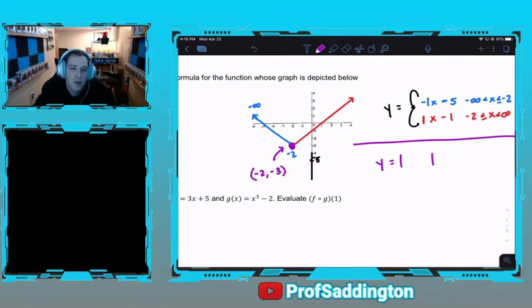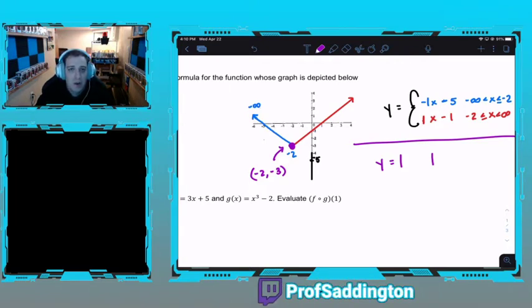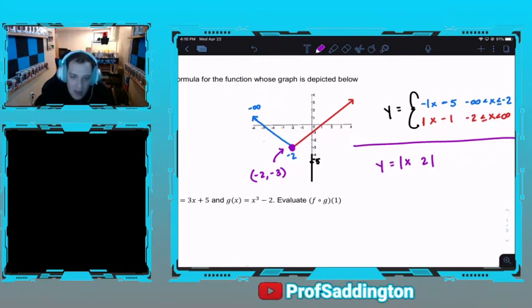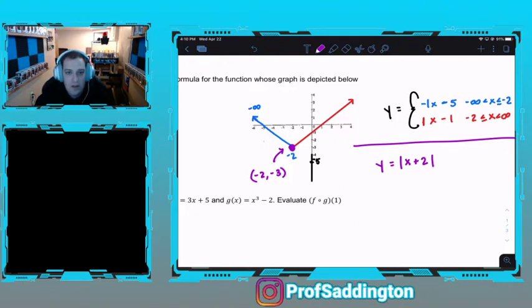Now this is kind of going way back to transformations, and some of you may not remember transformations all that much, but when you plug in your x value, the x value always goes inside the bars. So I'm going to have an x, and I'm going to have that 2. And the sign always becomes the opposite when you plug it in the bars. So it'll be absolute value of x plus 2.